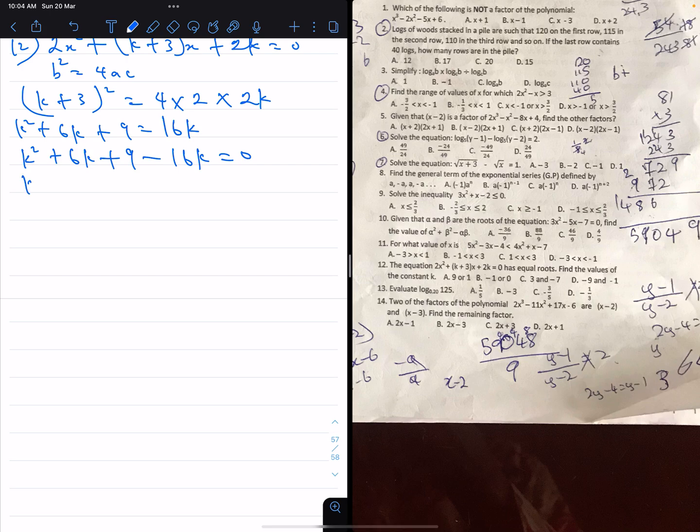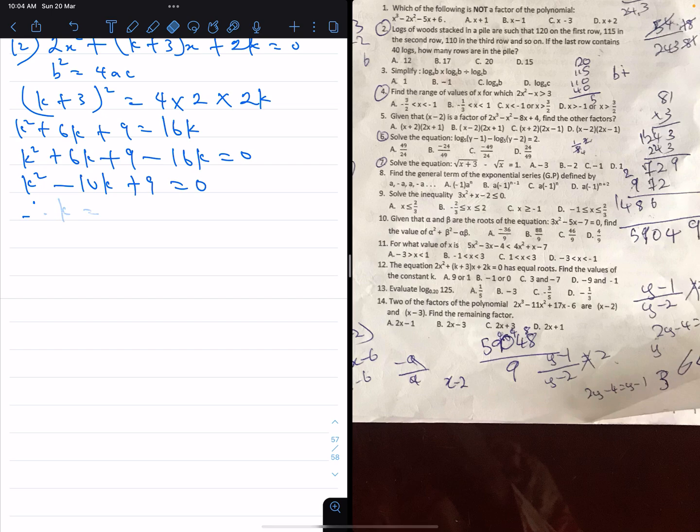What do we have? k squared. You know what I did? I brought the 16k to the left hand side. 6k minus 16k is minus 10k. Beautiful. k squared minus 10k plus 9 equals 0. And how do we now solve that? You want me to just give you the answer? Yes. So k is what?